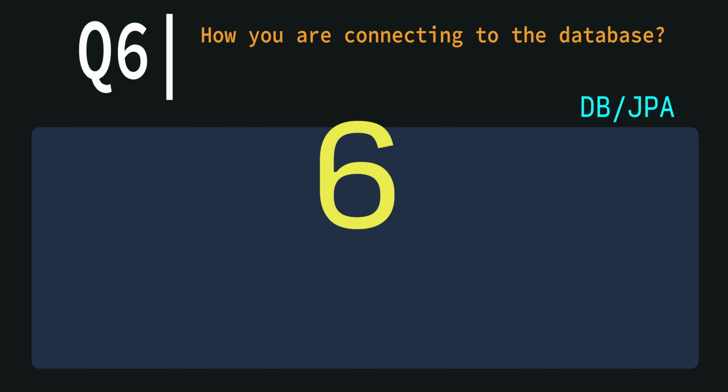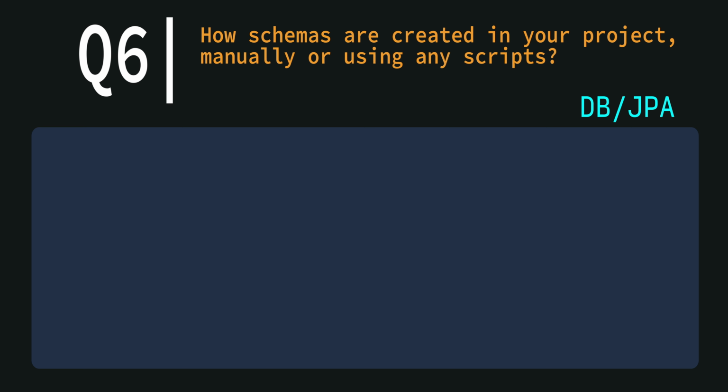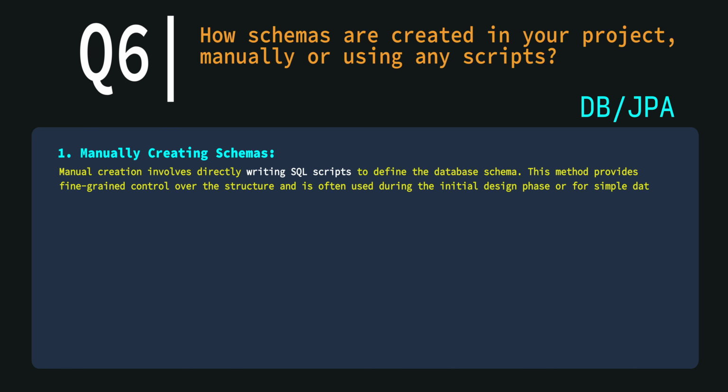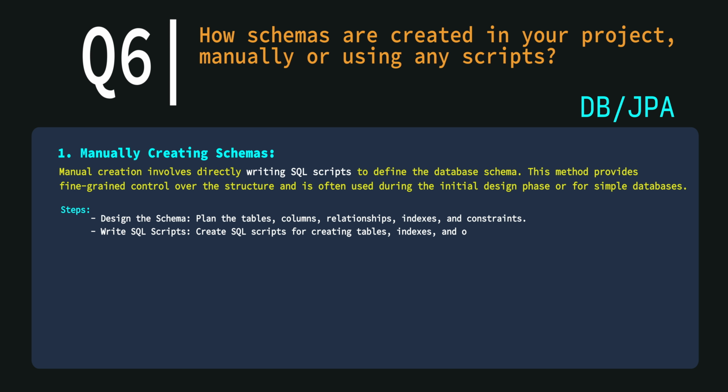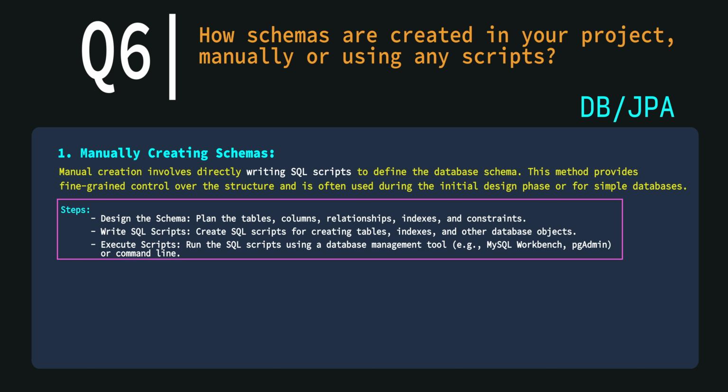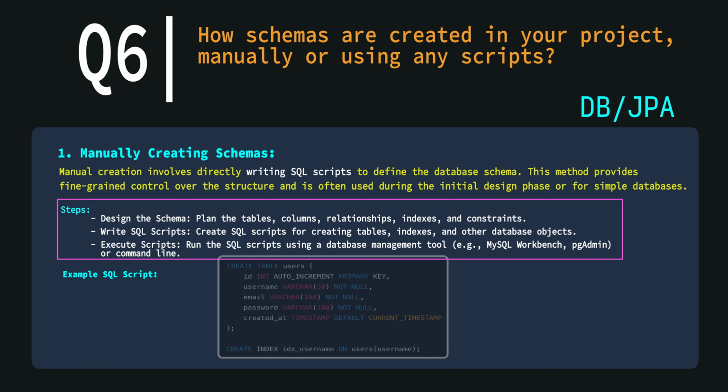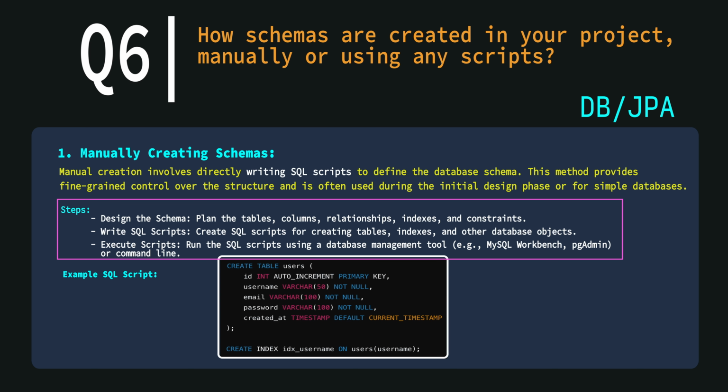This is again with the databases. How are schemas created in your project, manually or using any scripts? Basically, the schema is nothing but the structure of the tables and their relations. As asked in the question, we can create the schemas in two ways, manually or using scripts. The first step involves designing the schema, that is planning the tables, columns, relationships, indexes and constraints. Once the schema is planned and decided, then we'll write the SQL scripts to create those. And in the final step, we will run those scripts using a database management tool manually.